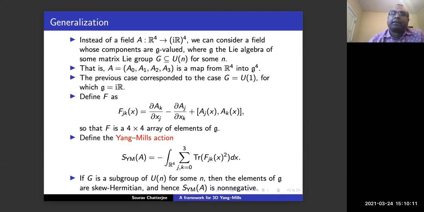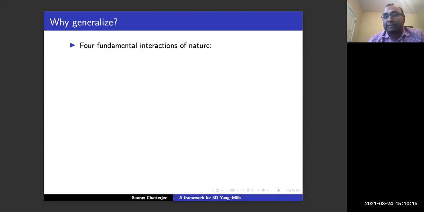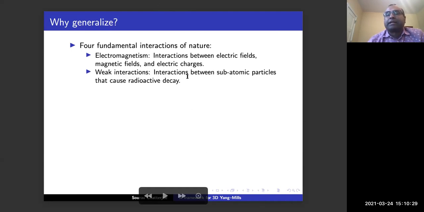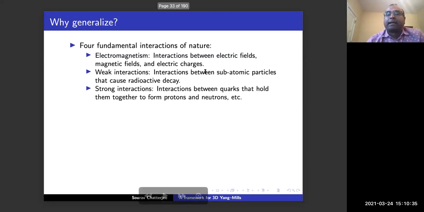Okay. So where does this come from? So why do we generalize? So we had this nice setting, Maxwell theory and so on. So this is the purpose of generalization. So you have 4 fundamental forces in nature. So you have electromagnetism. These are the interactions between electric fields, magnetic fields, and electric charges. You have weak interactions. These are interactions between subatomic particles that cause radioactive decay. And then you have strong interactions. These are interactions between quarks that hold them together to form protons and neutrons. This is the strong force.